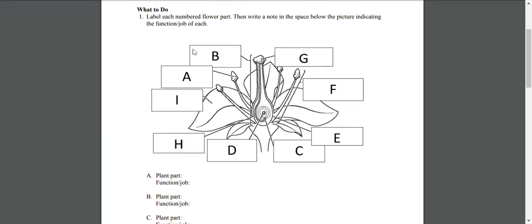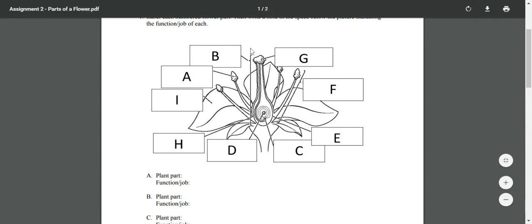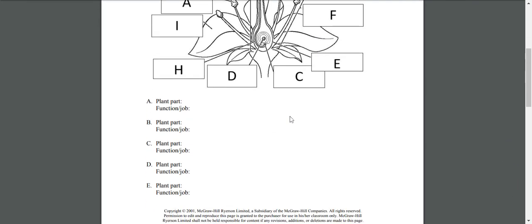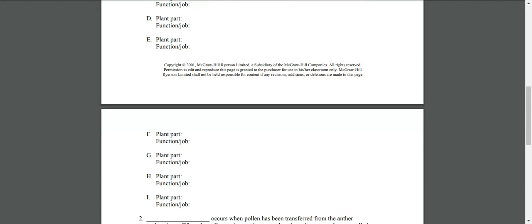So what you need to do is take a look at this picture of the flower, and you're going to need to figure out which part is which. For instance, if I was looking at F, let's say F is looking at this whole part all together. So that's the whole male part of the flower. So I could say that that is the stigma, okay? So when I go down to F, the plant part I'd want to put in is stigma.